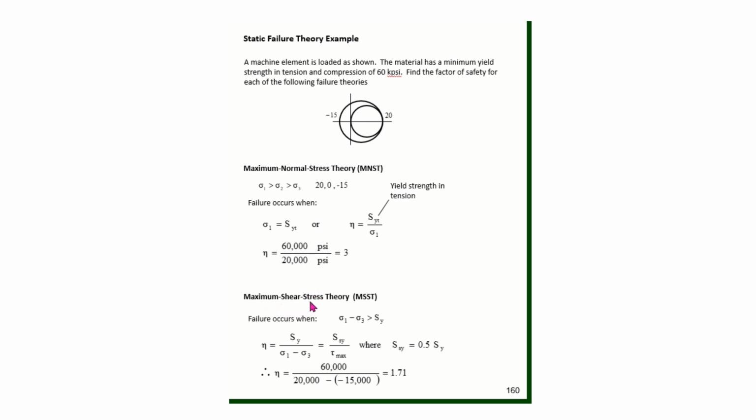We then look at the maximum shear stress theory for this case, and we know that this stress theory will likely underpredict and be a conservative response. So here we have Sy over sigma 1 minus sigma 3, Ssy over tau max. So I have the 60 over the 20 minus a negative 15 gives me a 1.71. And we know that this is likely at least that large of a safety factor, and probably more based on the conditions of being in tension and compression with our stress state.